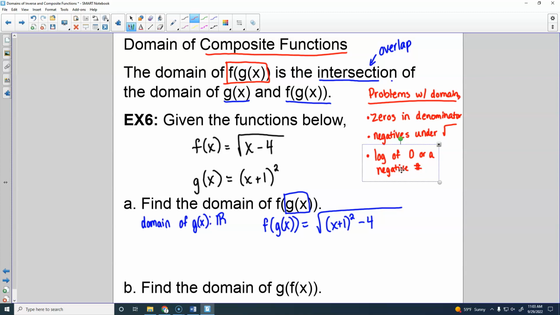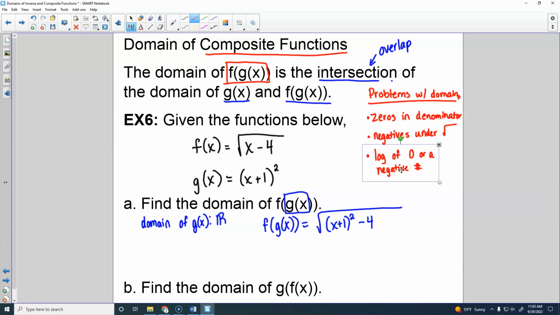So, when we find f of g of x, we need to be thinking I cannot have zeros in the denominator of a fraction. Do I have any fractions here? So is that going to be an issue? No. I cannot have negatives under the square root. That is going to be an issue for us here, right? And I cannot do logs of 0 or a negative number. Logs are not an issue on this problem, right?